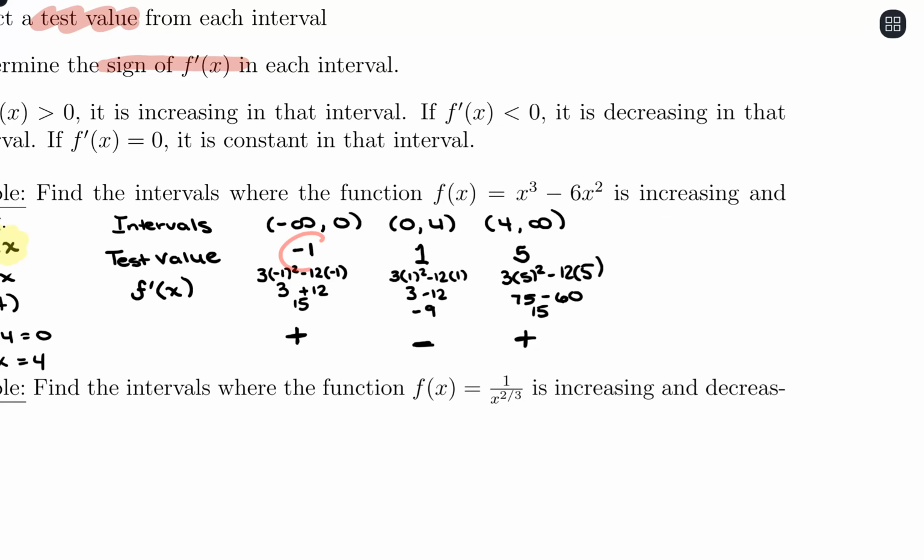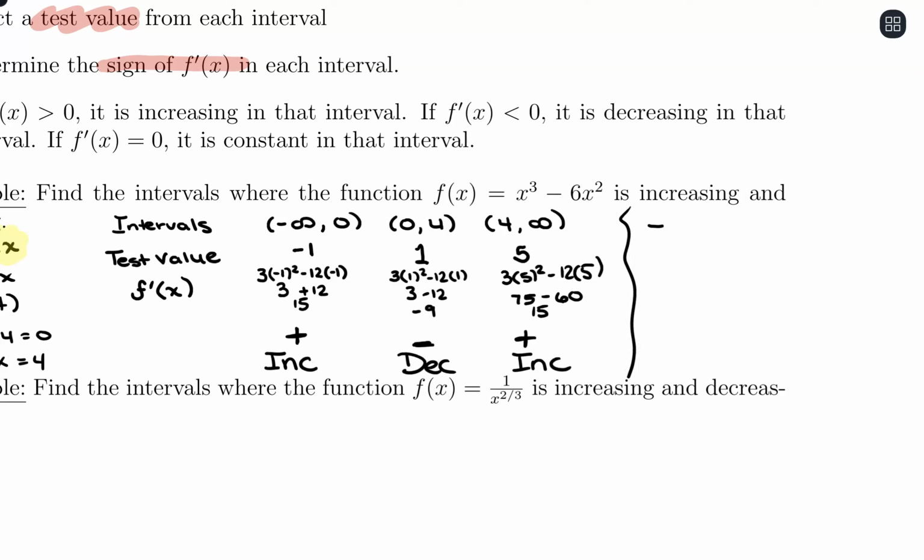So that test value of -1, which is in that interval -infinity to 0, because that was positive, it's increasing on that interval. 0 to 4, where we plugged in +1, we got a negative value out, so we're decreasing on that interval. And 4 to infinity, plugging in +5, we got a positive number out, and that means we are increasing on that interval, which is what we saw in the graph. We saw increasing, then decreasing, then increasing.